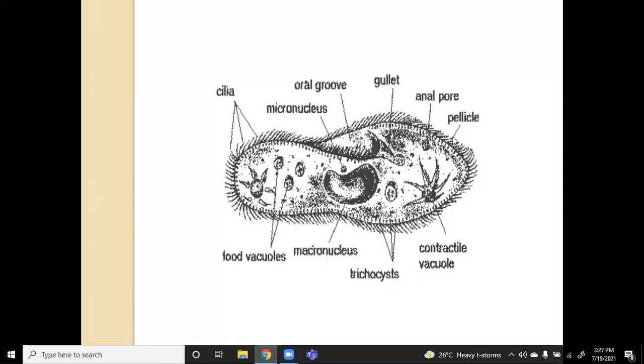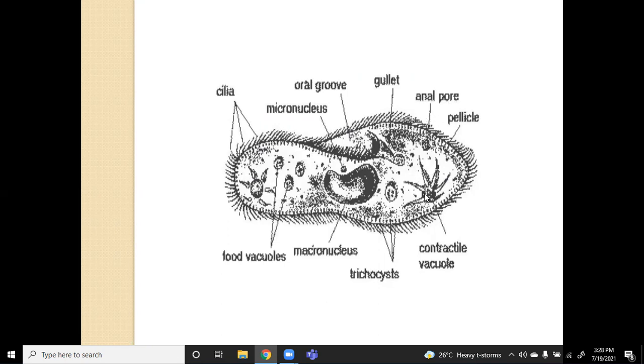Paramecium. The anal pore is where the undigested food is egested. You can see this is the body of paramecium, which is a single-celled organism. It has hair-like structures called cilia. There is an oral groove for ingestion of the food, and a pore for egestion of undigested food.